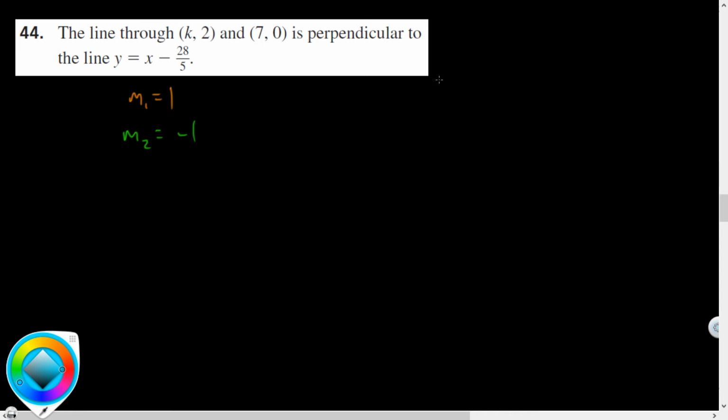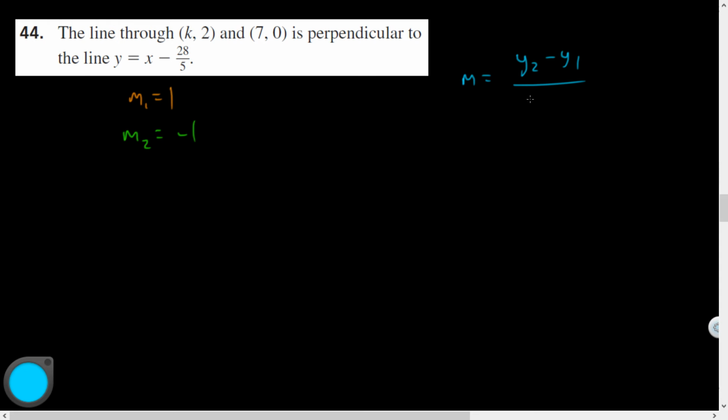What's the slope formula, you might ask? Well, m is equal to y2 minus y1 over x2 minus x1. Let's plug in this for slope. Let's plug in this for x1, y1, and x2, y2. Plug in what we know and solve for what we don't. The most classic of algebra problems. Let's see. So y2 is 0 minus y1 is 2 divided by x2 is 7 minus k.